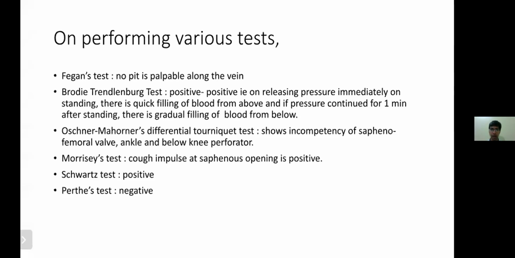It is strictly not done, because the pain which occurs is very severe. We do not want the patient to feel that much pain. Secondly, it can also sometimes lead to embolus formation from the DVT and lead to PE. A theoretical possibility, it does not happen, but it is a theoretical possibility. So it is not done. But you should know Perthes test because it is specific for DVT. Trendelenburg test is specific for varicose veins.